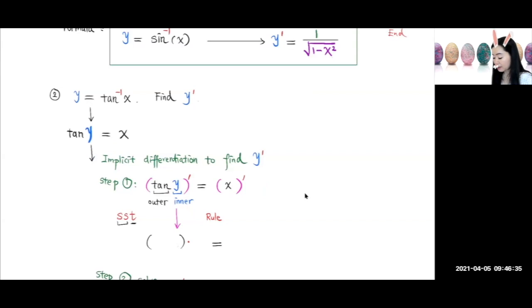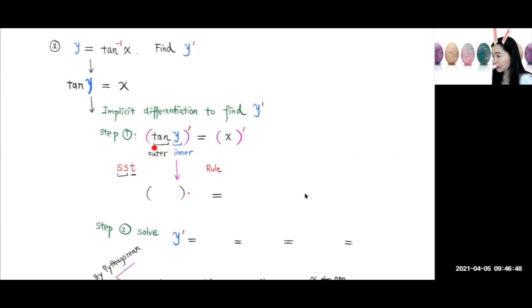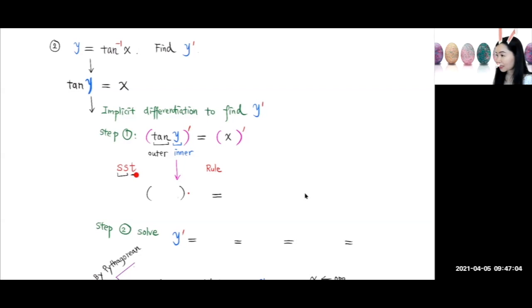Now we can use implicit differentiation to find y prime. First, we're going to differentiate both sides with respect to x. Let's differentiate this side with respect to x. Differentiate this outer function, tangent. What's the derivative for tangent of x? Secant squared. Yes, you got it. The derivative of tangent is secant squared. So this one will be secant squared of y, leaving the inside alone. So you put the y there.